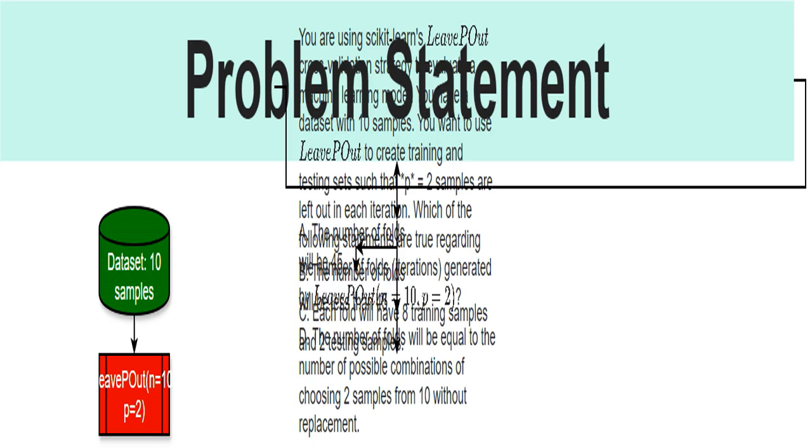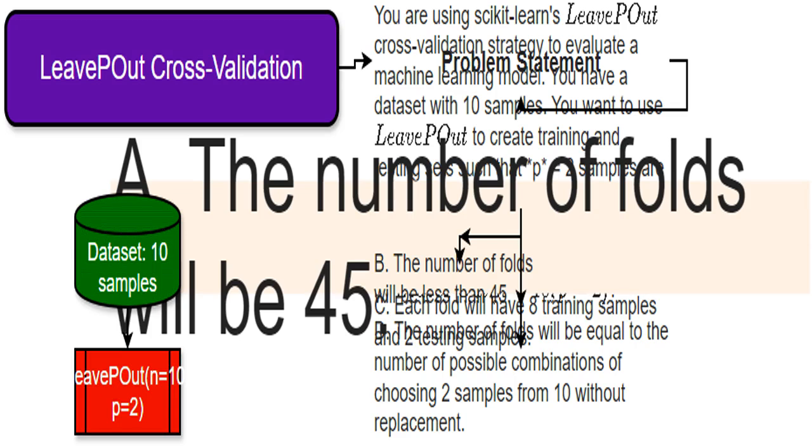We're using a specific cross-validation technique to evaluate a model. That technique is LeavePOut, which is part of the scikit-learn library. This method repeatedly splits your dataset, omitting some samples at each step to help gauge how well your model generalizes. This option suggests that the number of folds is less than 45.